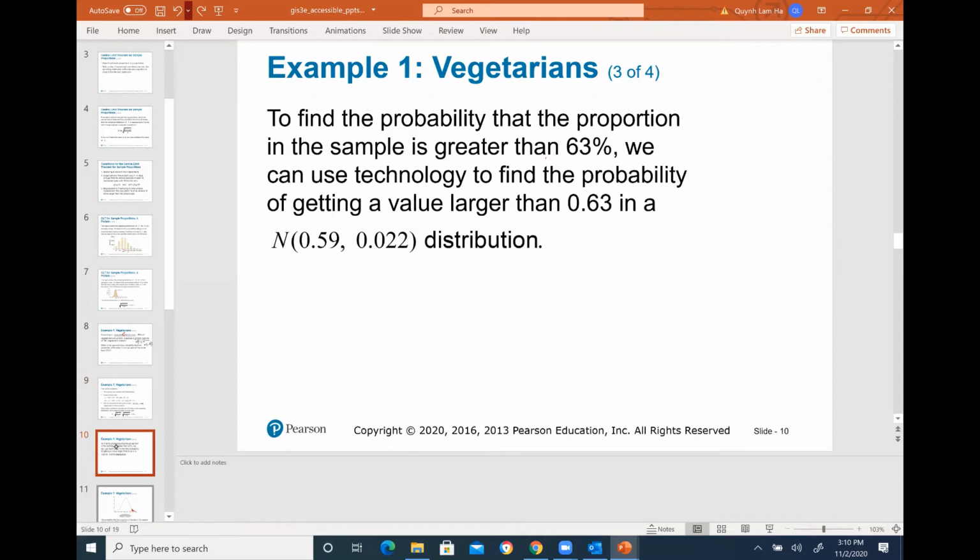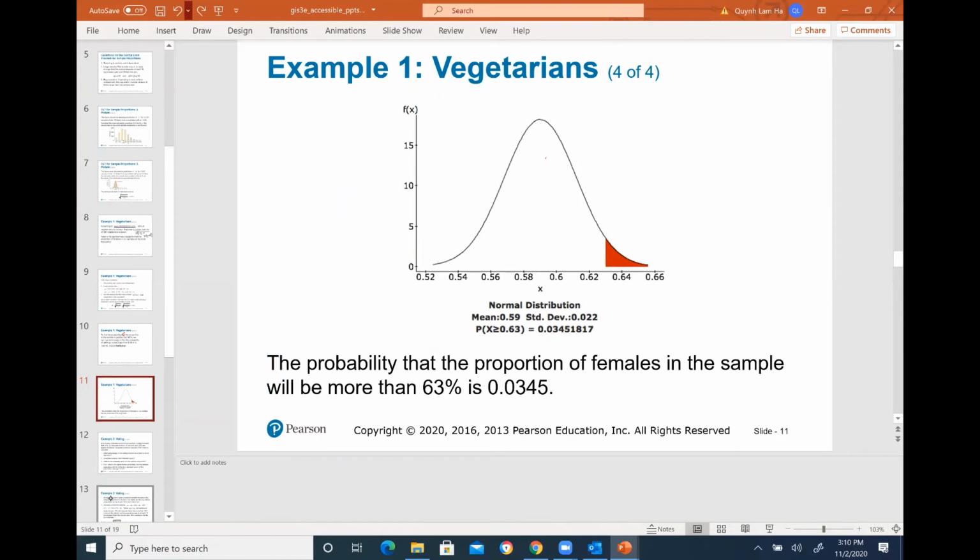So here to find the probability that the proportion in the sample is greater than 63%, we can use technology to find the probability of getting larger than 0.63 in a normal distribution. You put that in. Maybe you are using a TI-84, but later I will show you how to use StatCrunch for this one. So here, using StatCrunch.